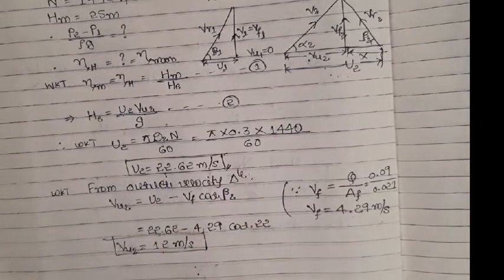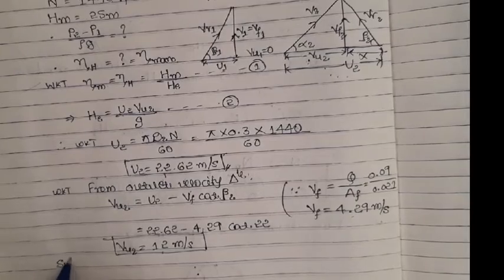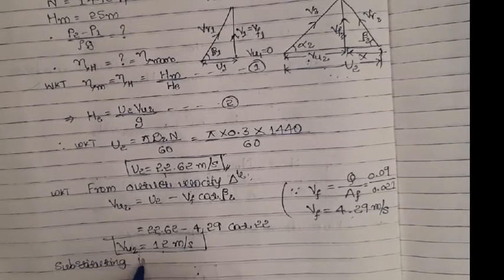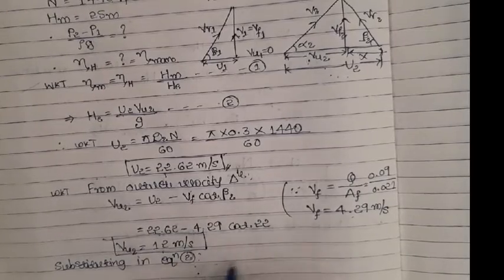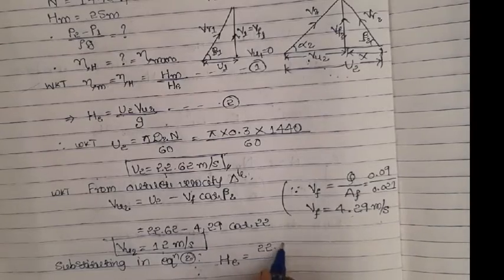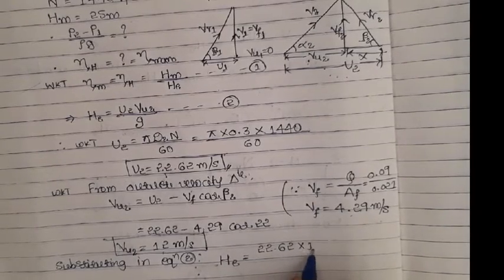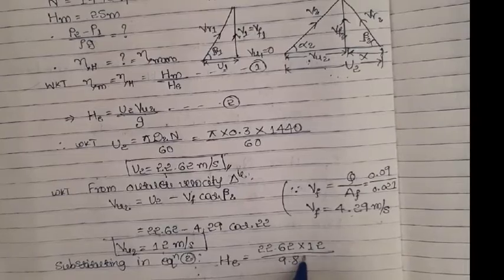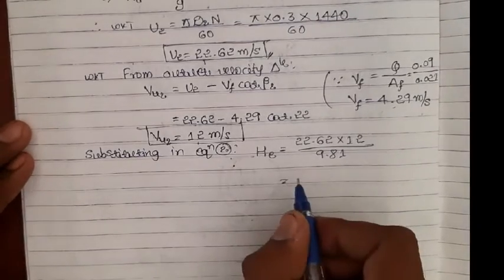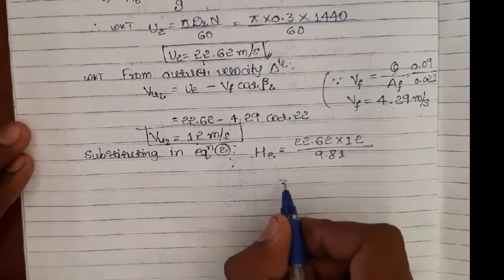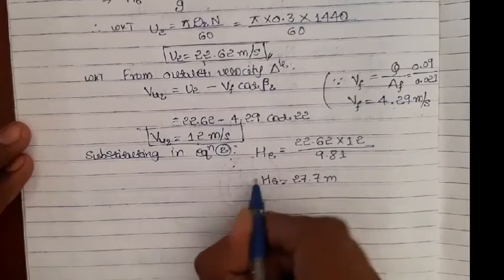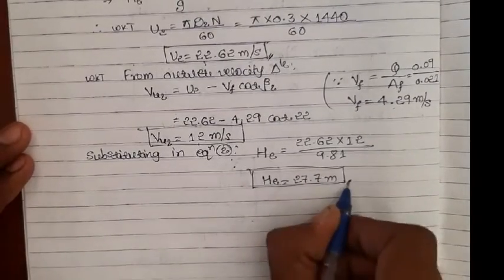So let me go back to formula 2. So substituting in equation 2, Euler's head is equal to U2, 22.62, into VU2, 12, divided by g, 9.81. So this value will be 27.7 meter. This is the Euler's head, right? So now we know Euler's head also.